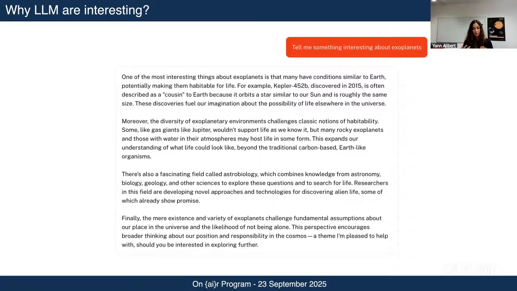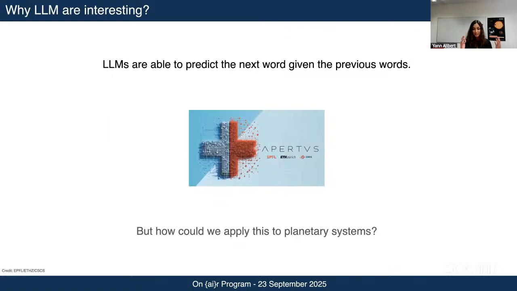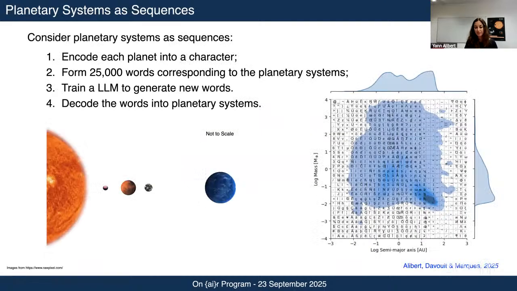What is interesting about it is that ChatGPT is able to create a text which makes sense, and it predicts the next word based on the previous word. So when it's constructing these sentences, it takes the first word, it predicted it, and then the second word will be related to the first word somehow. And in a sense, this makes sense for planetary systems if we look at them from the point of view of lines and points that we saw before, because then we can see them as maybe these words in the problem. So even more so, we can see them as characters.